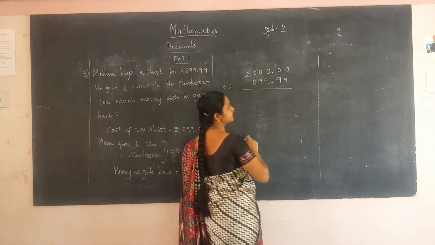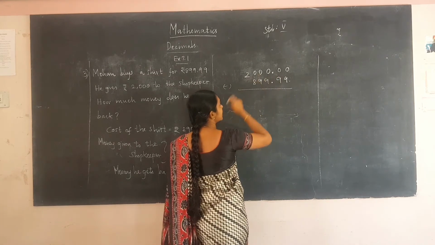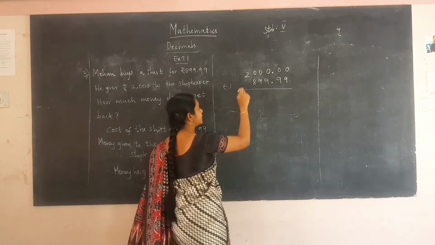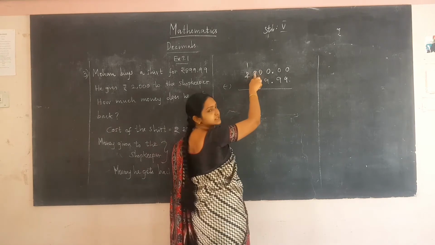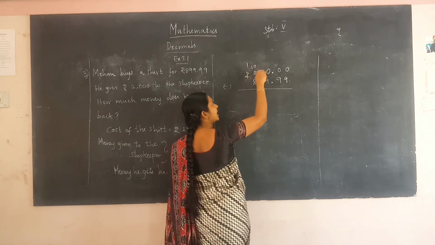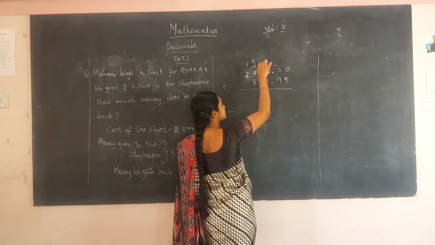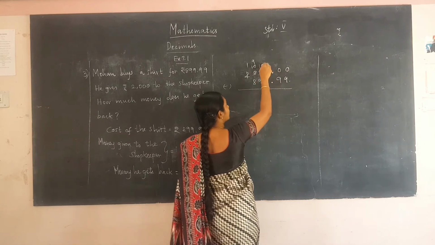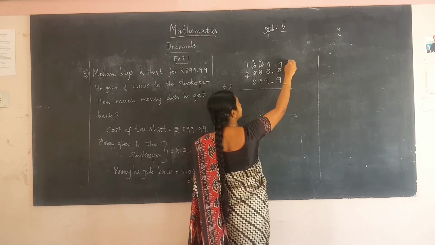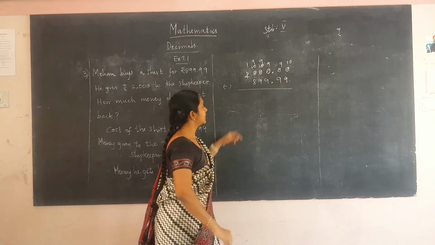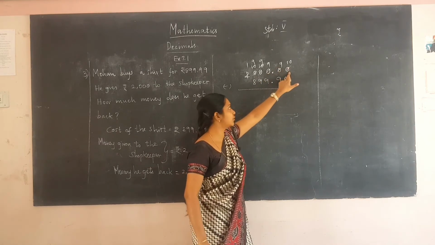9 is greater than 0, so we cannot subtract. So borrow from the number before. Continuously we are having 0, so we have to borrow from 2. So 2 will be changed to 1 and this 0 will be changed to 10. Again we have to borrow, so 10 will be changed to 9 and 0 will be changed to 10. Continue by borrowing. Here 10 will be changed to 9 while borrowing here. Again 10 will be changed to 9 while borrowing here.